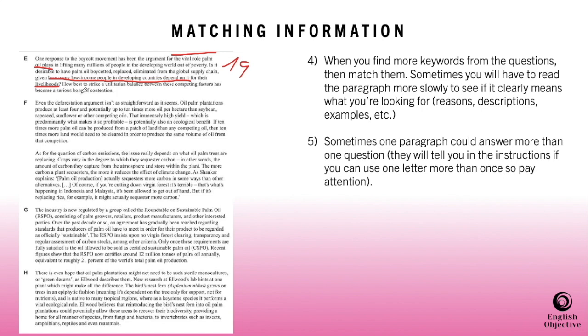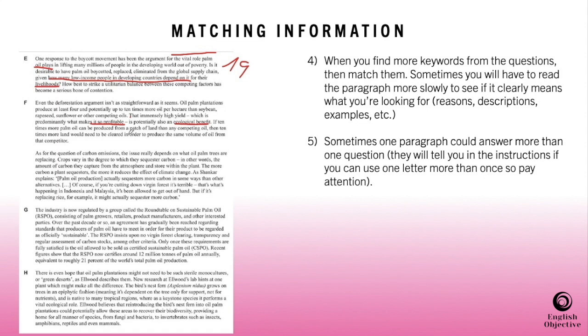Okay, let's keep reading. Even in deforestation, it's not as straightforward as it seems. Oil palm plantations produce at least 4, potentially up to 10 times more oil than soybean. Immensely high yield, which is potentially what makes it so profitable, is potentially also an ecological benefit. If 10 times more palm oil can be produced from a patch of land than any competing oil, then 10 times more land would need to be cleared in order to produce the same volume of... Okay, let's continue. It looks good, right?